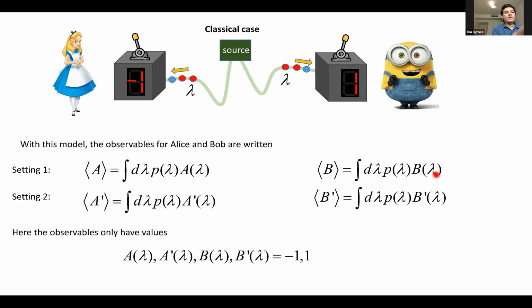Now this B thing is the same thing for Bob. A dash is for the different setting. So for a different setting, there might be a different rule to find the average, and B dash will be the different setting. And basically each of these outcomes is always +1 or -1. So that's why these variables also are going to be +1 or -1.